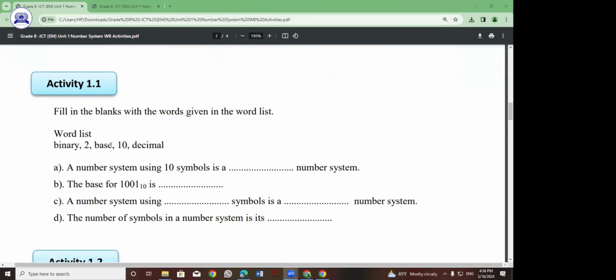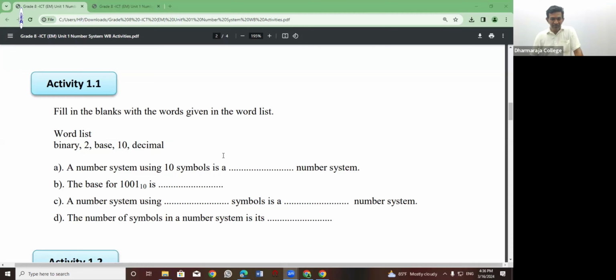Now it says here, the number system using 10 symbols, which kind of number system is it? It's a decimal number system. So you can write here: decimal.